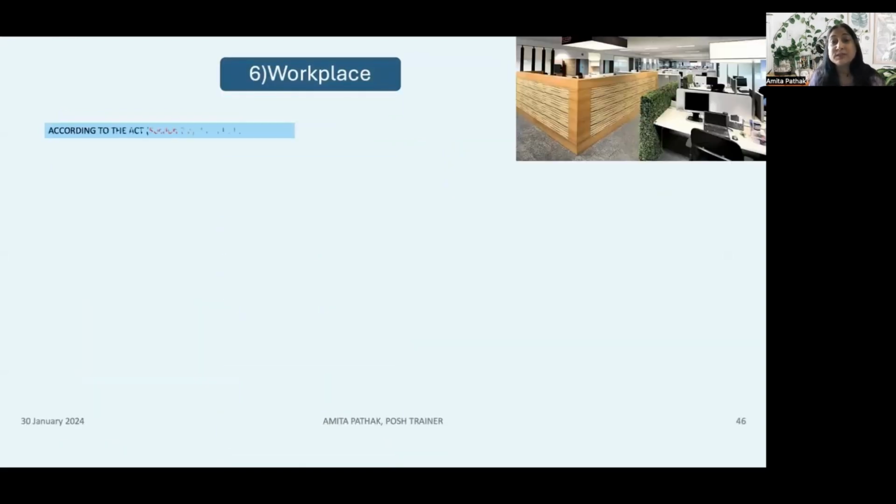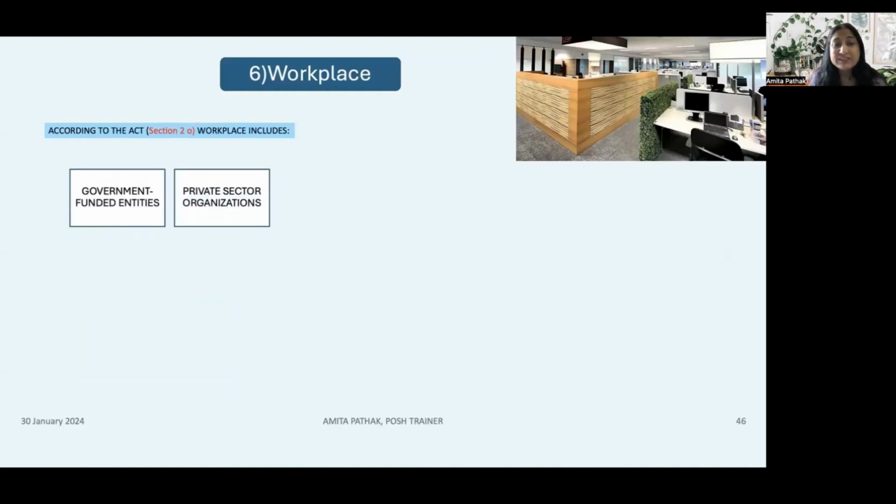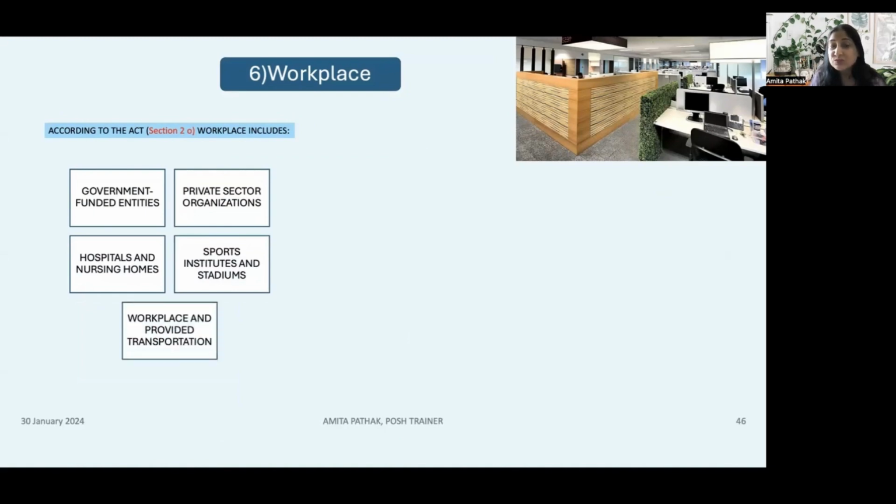Next comes workplace. What is a workplace? Section 2 of the Act defines the workplace: government funded entities, private sector organizations, hospitals, nursing homes, sports institutes, stadiums, and transportation provided for the workplace.